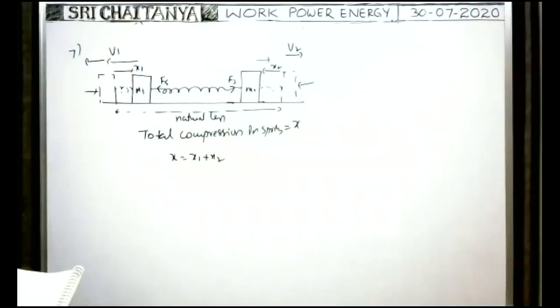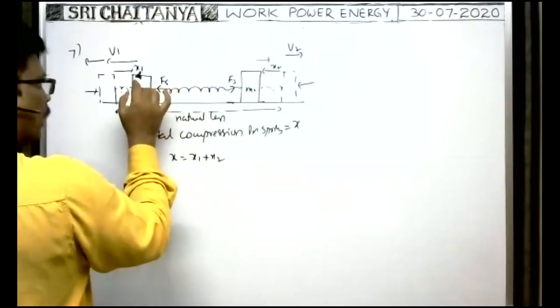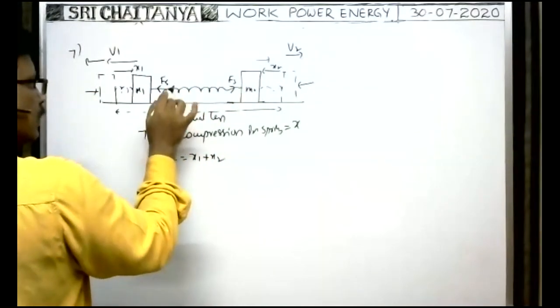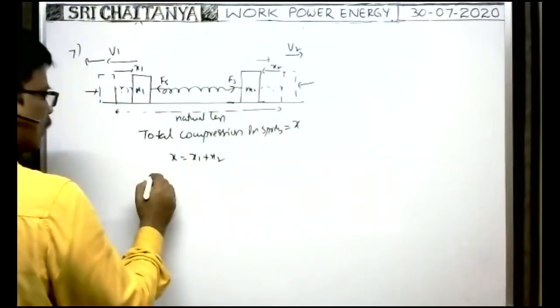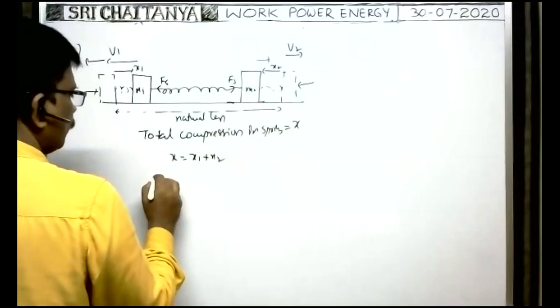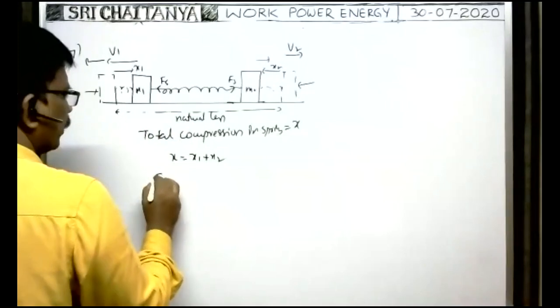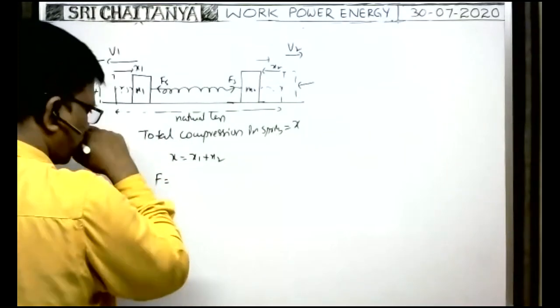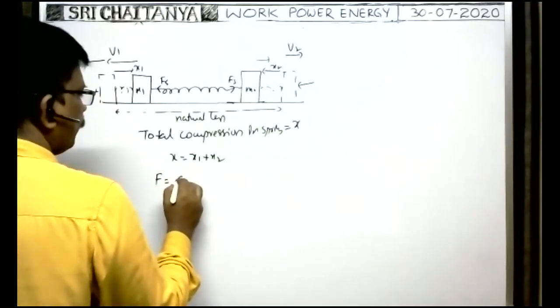So what about work done? In this case, what is the work done by the spring force on block A and block B? Here you see, at any time before the two blocks leave contact with the spring, the same spring force acts on this block and this block also. Spring force is the internal force now. Spring force F is equal to change in momentum, dp by dt.